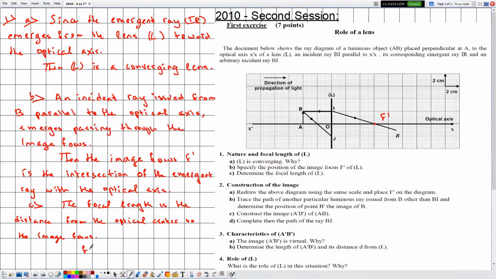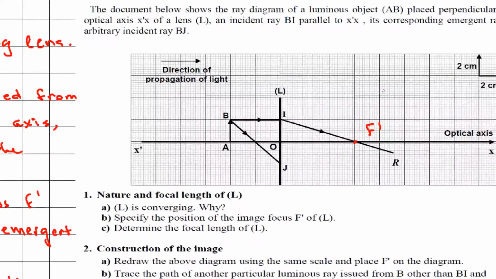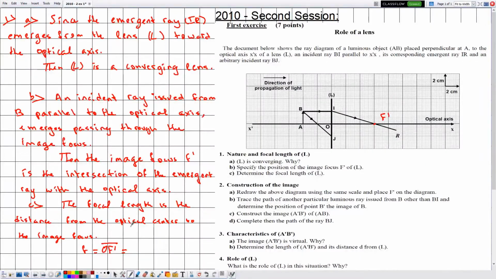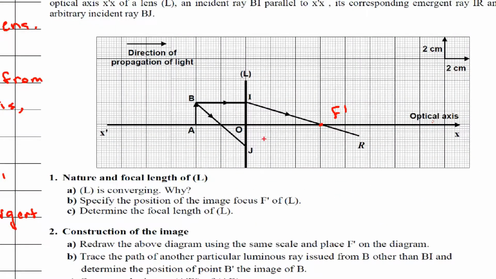So the focal length is the distance from the optical center, which is the point O, to the image focus, which is the point f prime, and we don't forget the bar because this distance may be positive or negative. So f is equal to O f prime bar. Notice that this distance is in the same direction of the positive x-axis, so it's positive. And now we count the number of divisions between O and f prime. We have 1, 2, 3.